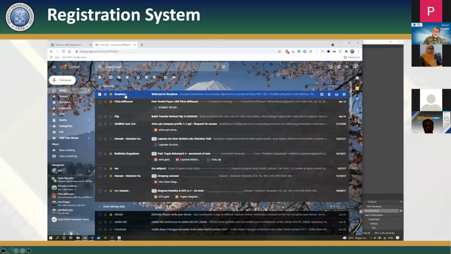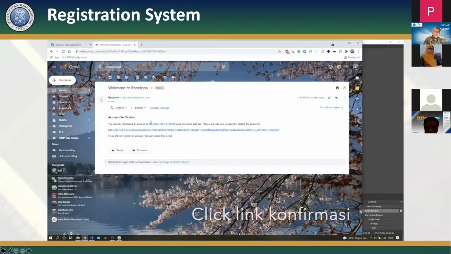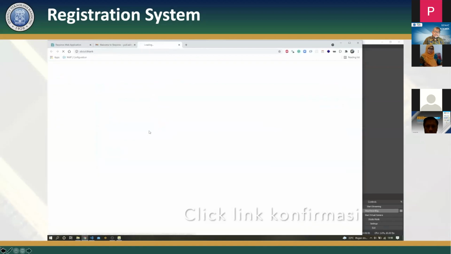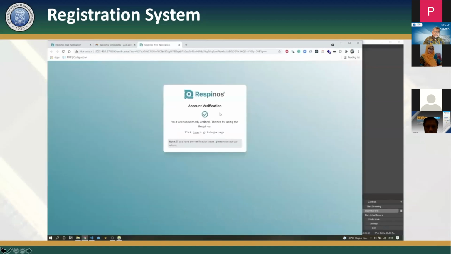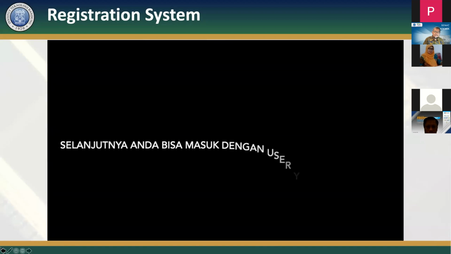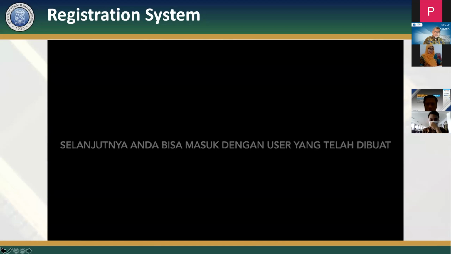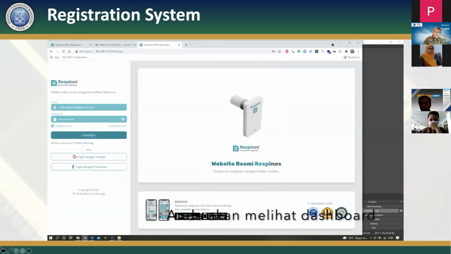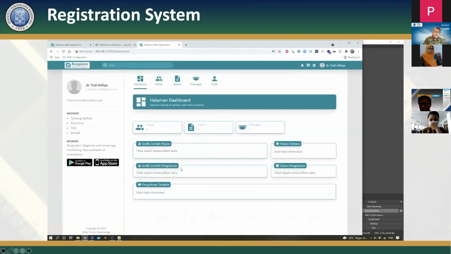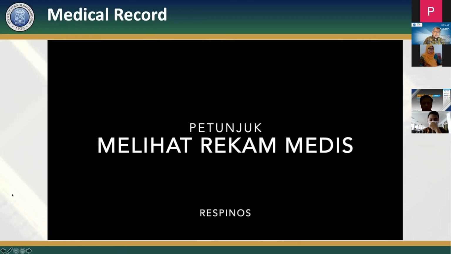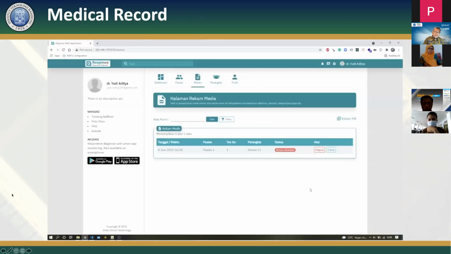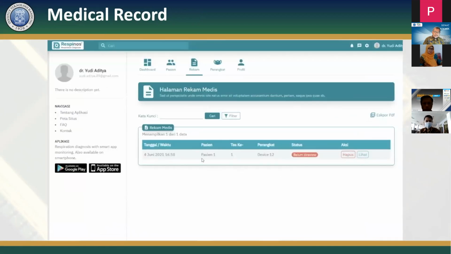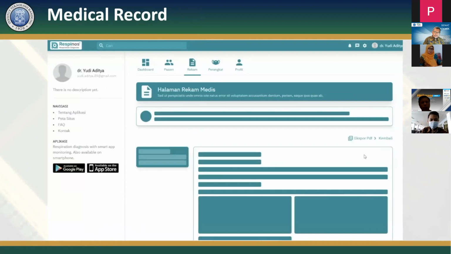and this is a confirmation of the emails. And you can log in again to check your data. So this is your data. And then some for the medical record, after finish using this, you can check when you do a monitoring.